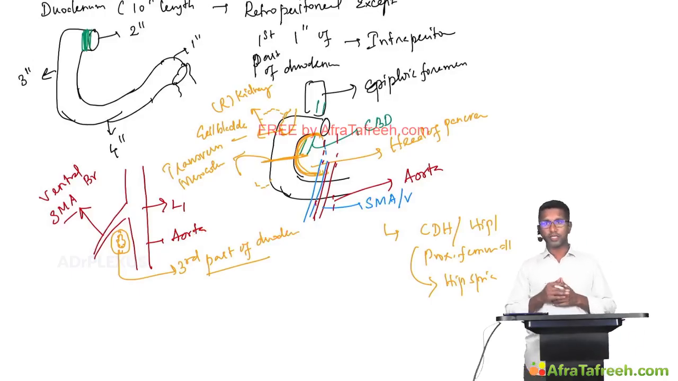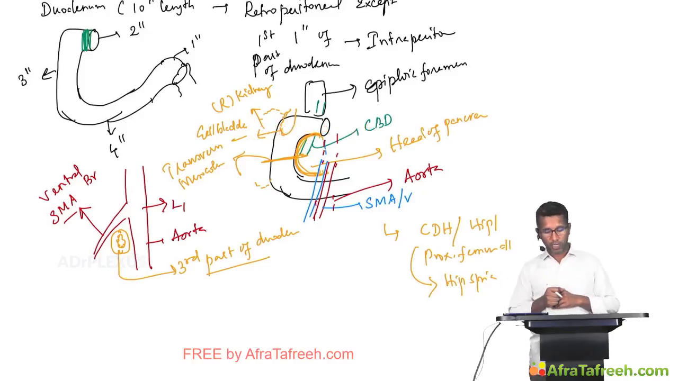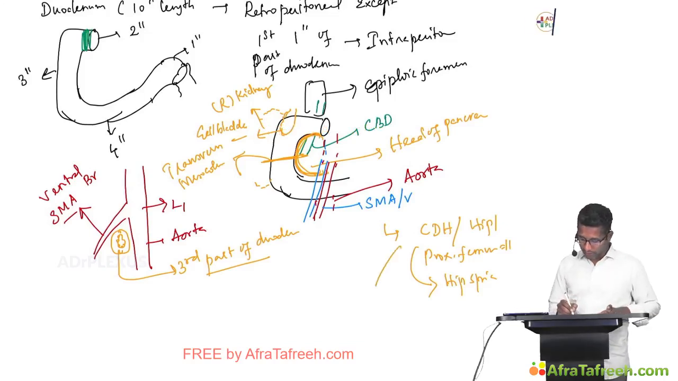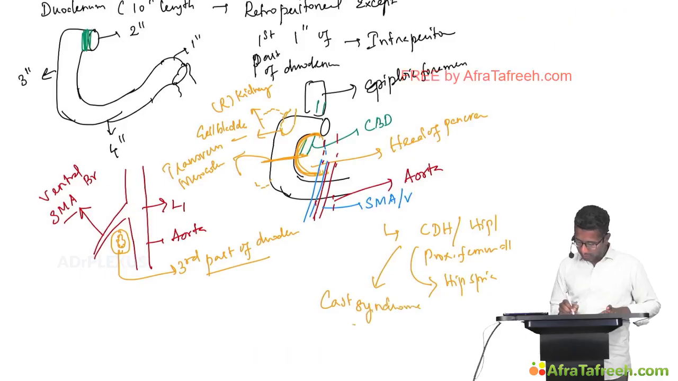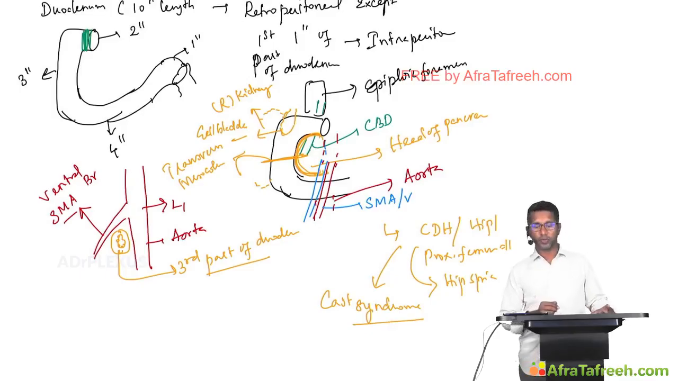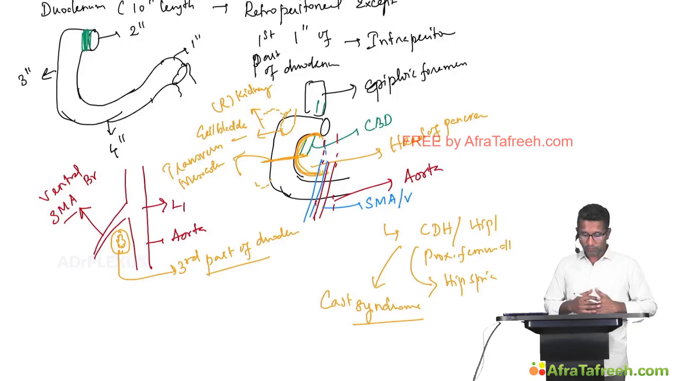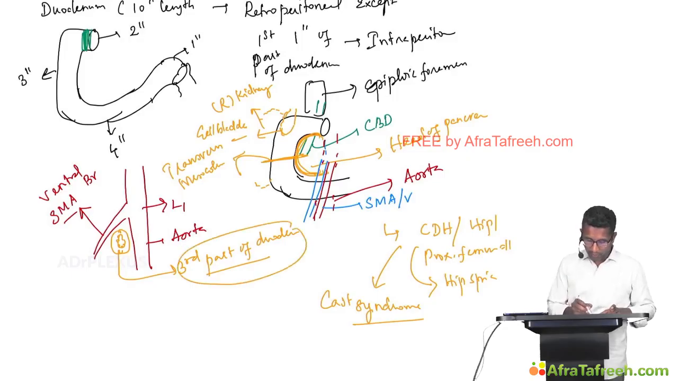When the hip spica is applied tightly, the child will develop a syndrome called cast syndrome. Now what is happening in cast syndrome? Because of the tight compression, the contents in the abdomen get compressed, and the third part of the duodenum gets compressed between the superior mesenteric artery and the aorta.